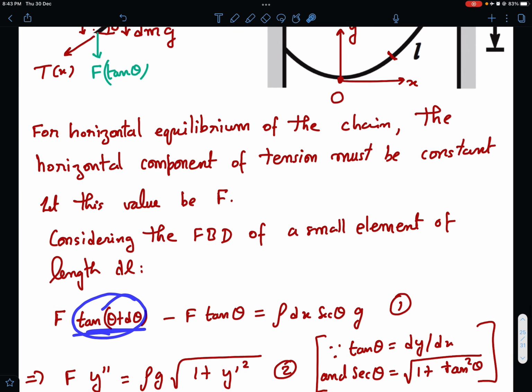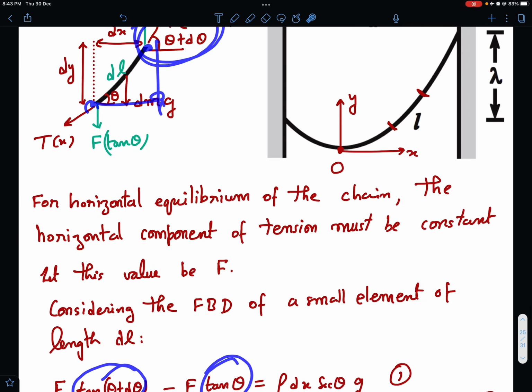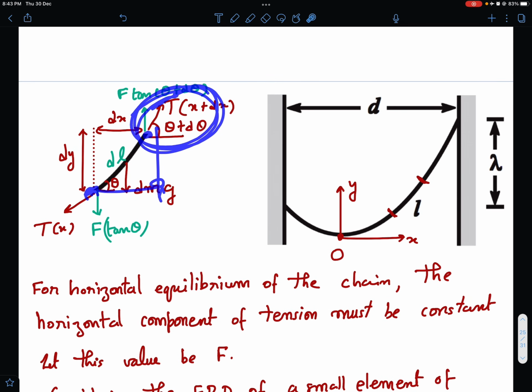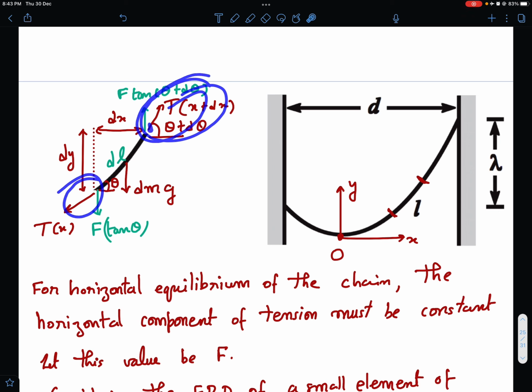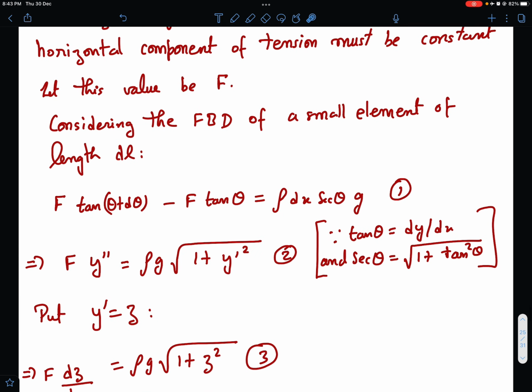See, tan of theta plus d theta is what? That is the value of slope dy by dx at x plus dx, right? And this is dy by dx at x, and so if you subtract the two, it becomes the change in slope. So change in slope divided by dx, the change in the x coordinate, is nothing but the rate of change of slope with respect to x, which is nothing but the second derivative, right?